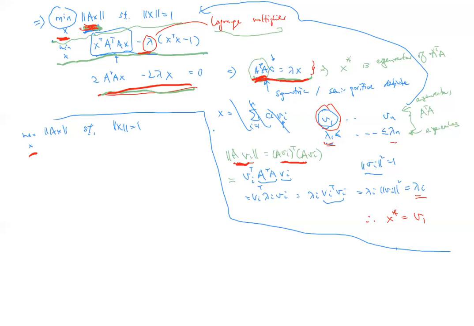Now this time, if I want to maximize Ax, I should pick the one with the largest eigenvalue, right? The largest eigenvalue of A transpose A. So the solution in this case is that x star will be equal to v_n, the eigenvector of A transpose A with the largest eigenvalue, right?